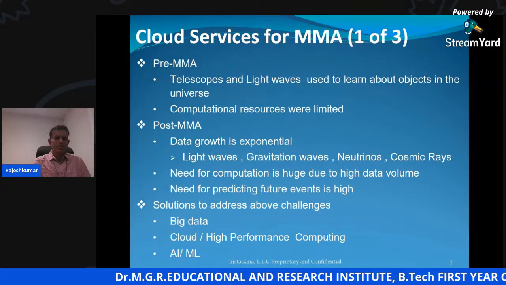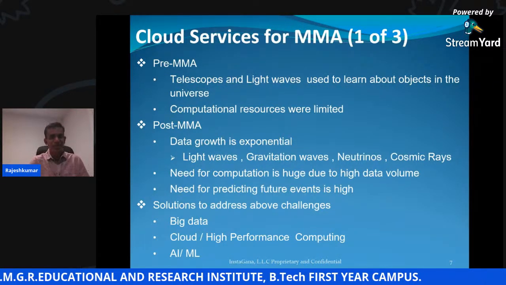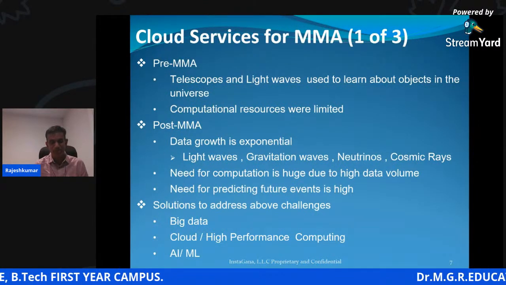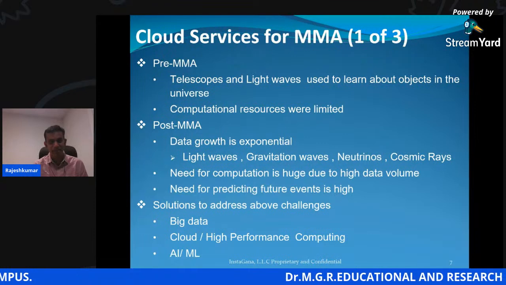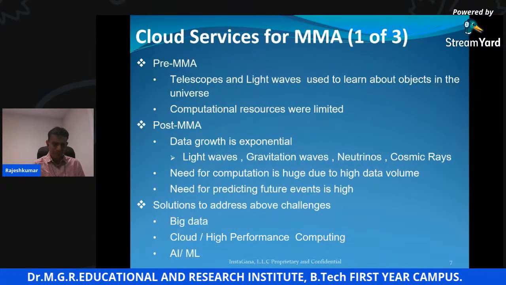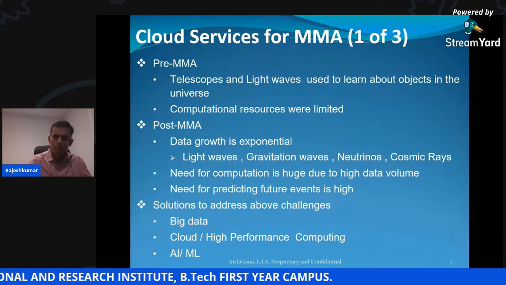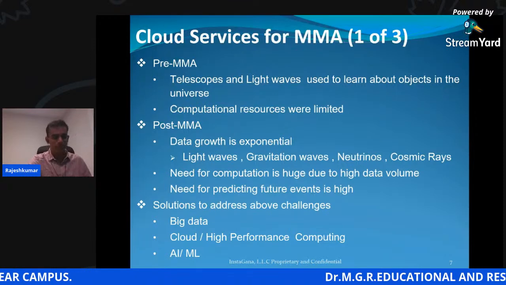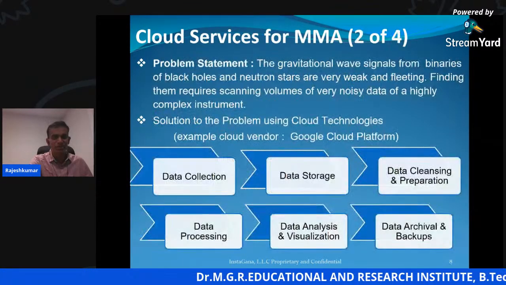So the solutions to address the above challenges are big data, cloud computing, high performance computing, and AI and ML. How are we going to address these post MMA using cloud computing?